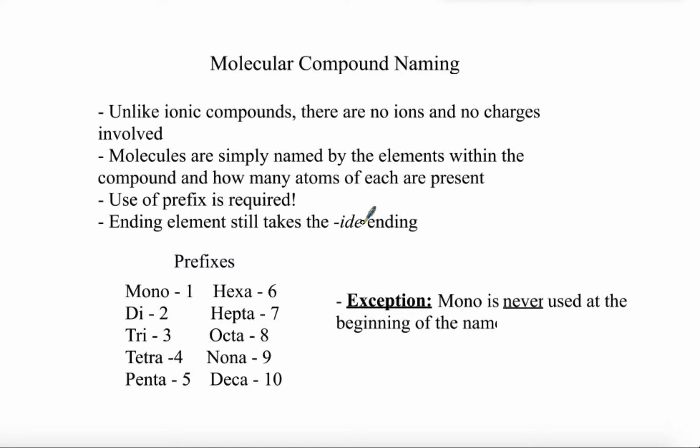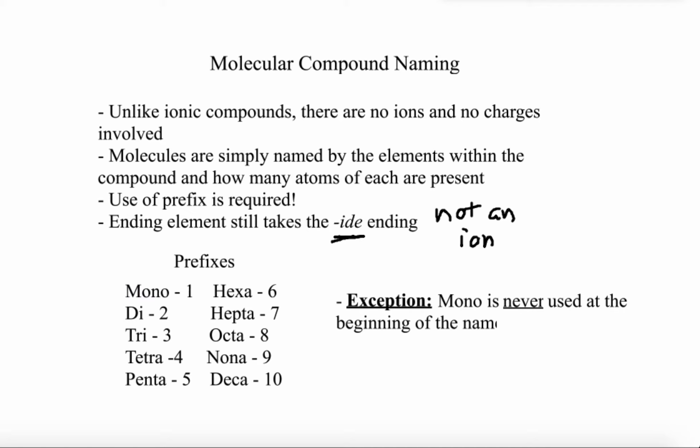One thing to keep in mind is that the last element, or the second element, still has to have that "ide" ending. Just like how we saw for anions, they take an "ide" ending. The second element in a molecule also takes that "ide" ending. This does not mean it's an ion. It's not an ion here, that's just how it's named. Okay, and just one exception: when you use the prefixes to tell you how many of each atom is present, you never ever ever use mono as the first word or the beginning of a name. You can use mono for the second element listed, but never for the first element listed.